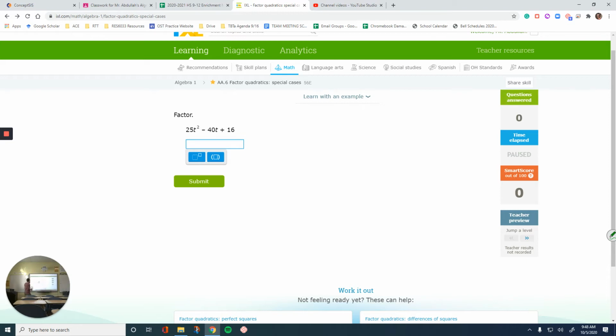So right here, there is a reason the method is called trial and error, because that's really what you're going to do. You're going to try and find the right numbers and terms. So 25t squared minus 40t plus 16. We do this when we have 3 terms. That's a requirement. If you don't have 3 terms, you cannot do this.